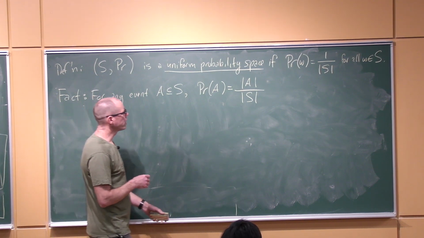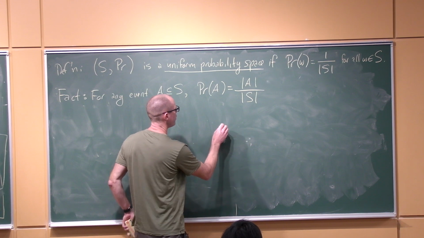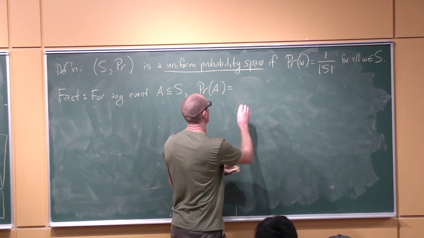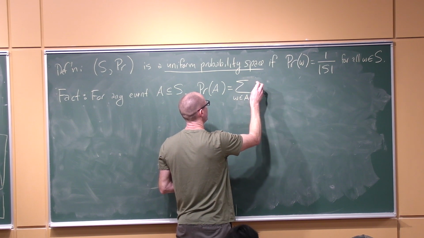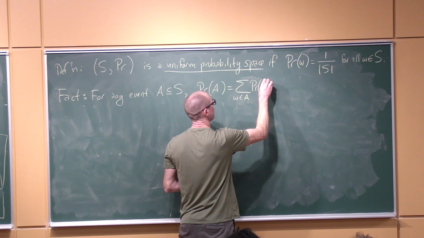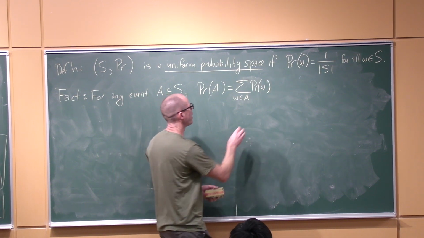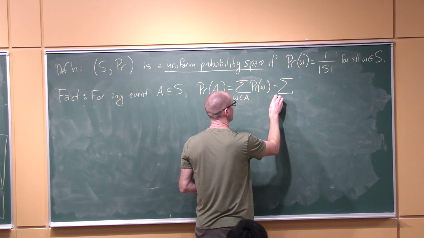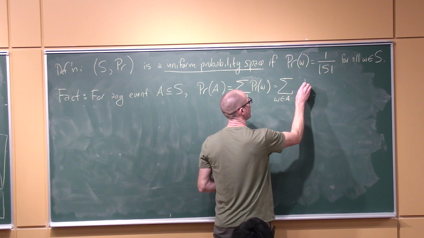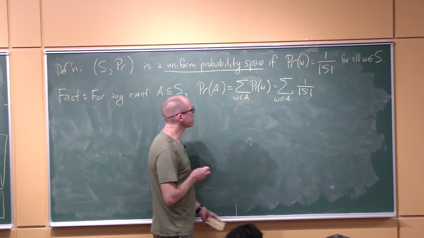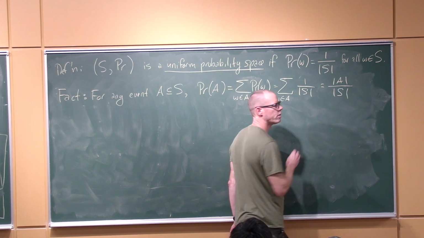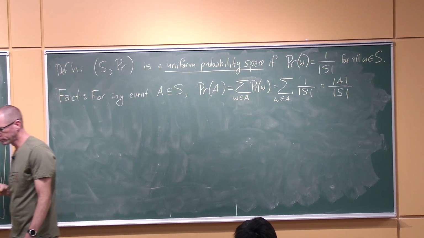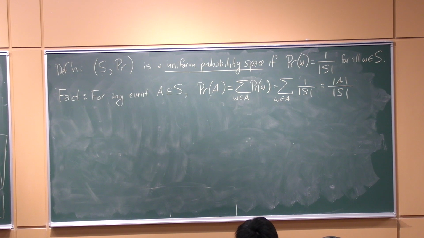Why is that? That's just because, remember, the probability of a set A is just equal to the sum over w in A of the probability of w, but if it's a uniform probability space, this is the sum over w in A of 1 over the size of S, which just means it's the size of A over the size of S. Nothing terribly deep there.